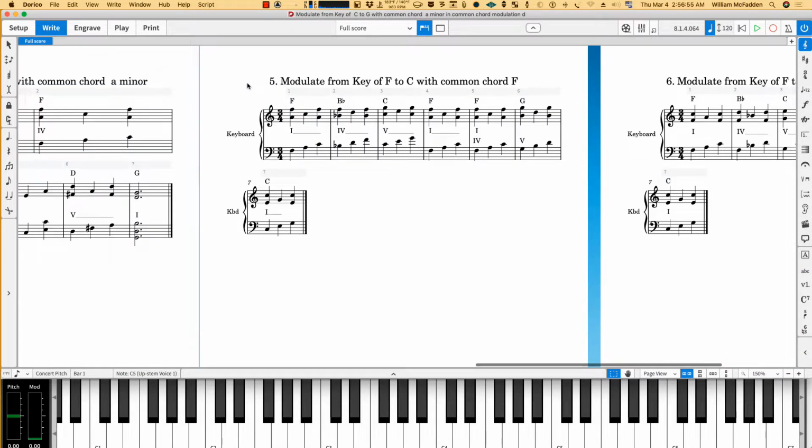So in this example, we're modulating from F to C with a common chord of F. Notice that the modulation or the key change takes place in measure 5, where we have the 1 chord and the 4 chord in common, the 1 chord in the scale of F being the F chord, and the 4 chord in the scale of C also being F. And we're going from the subdominant to the dominant back to the tonic. So let's hear what that sounds like.